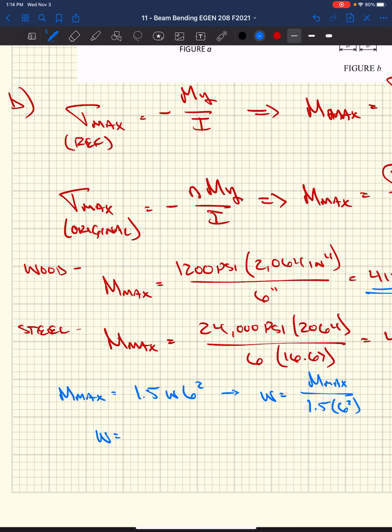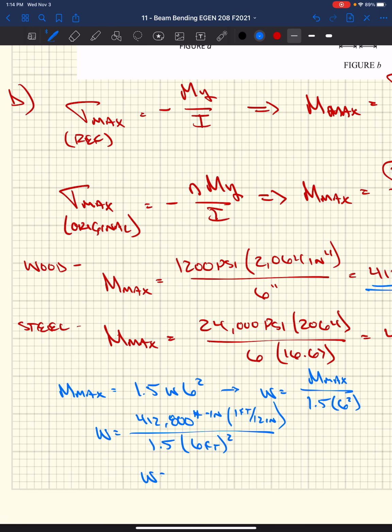So now we get W, 412,800 pound-inches. I want mine in pounds per foot, so I am going to use 1 foot per 12 inches. I'm going to divide that by 1.5 times 6, which is in feet, because that was a distance along our beam to get our moment in our moment diagram. So based on this, one of the feet cancels, so we just get pounds per foot, or 637 pounds per foot.